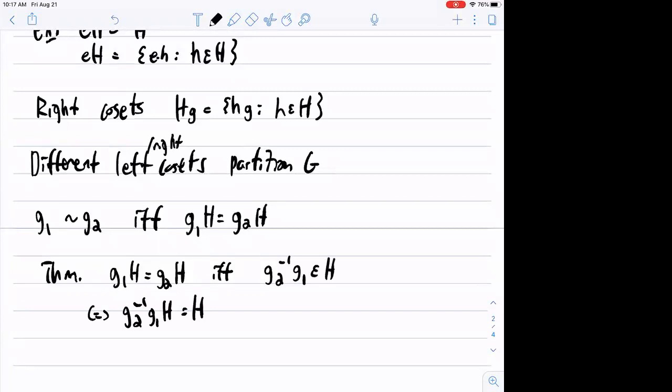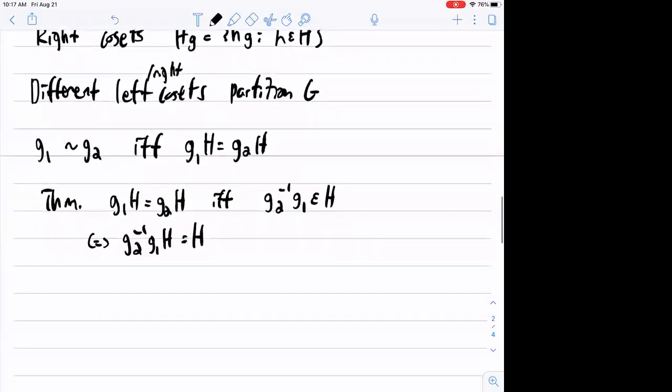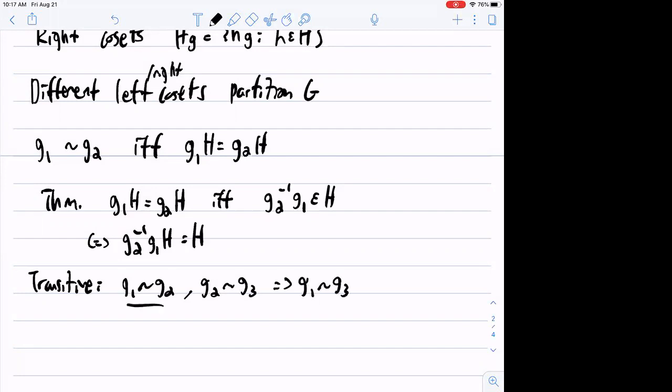Yeah, so it's a theorem in the book. Now, why is this an equivalence relation? Well, let's do transitive. G1 equivalent to G2, G2 equivalent to G3. Then you want to show G1 is equivalent to G3. Well, it means this, right?